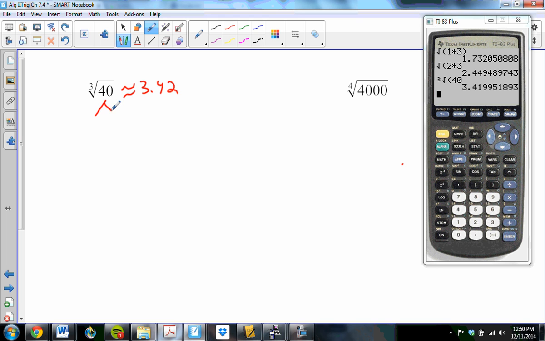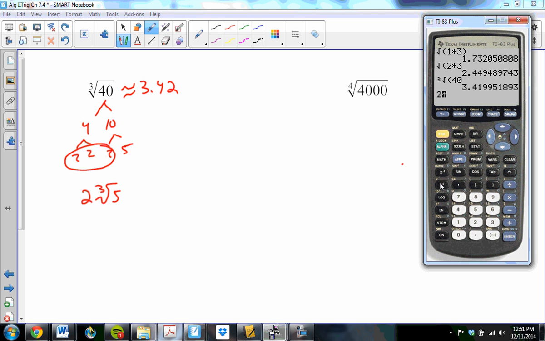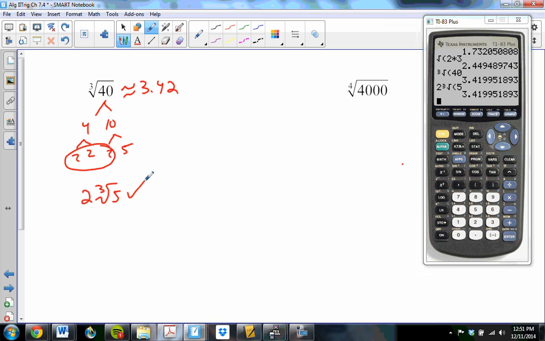And if I were to do this factor tree, these all come out, that's really 2 times the third root of 5. This is how I can check to make sure my answer is correct. 2 times the third root of 5 should come out to the same decimal, and it does, so I know that I've done this right. I checked. This is a correct simplification. This is a correct decimal expansion.